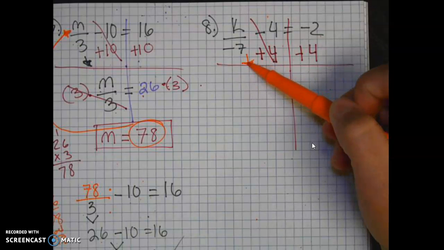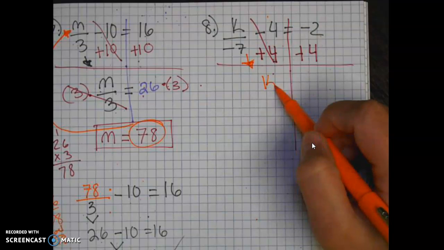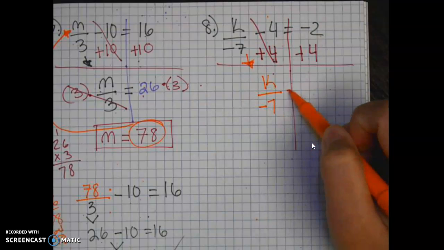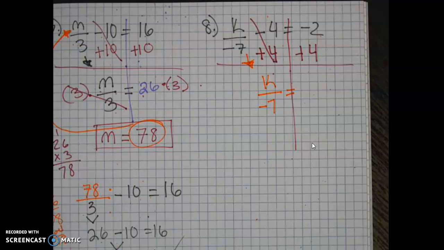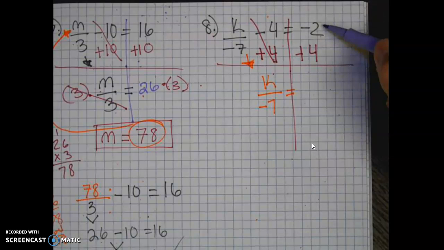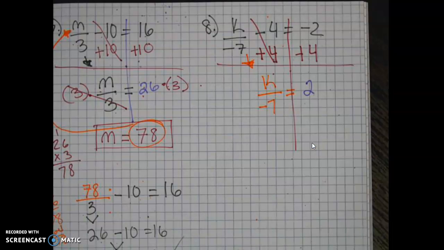Yep, you are right. Bring down your k divided by negative 7. If I owe you $2 and I give you 4, you should be giving me some change back, right? So if I have negative 2 plus a positive 4, that's going to give me a positive 2. Think of it as 4 minus 2. What's our last step?